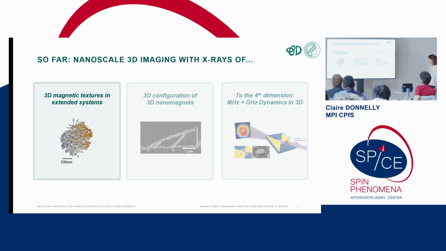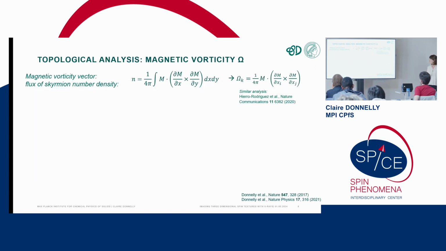So let's start off with magnetic textures in extended systems. As we've already heard a lot today, I'm not sure I need to introduce this again, but topology is key when interpreting the magnetic configurations of our 3D textures. We know this well: this is the skyrmion number, the integral of the density to give the skyrmion number. What we can do is take what's inside the skyrmion number integral and calculate it as a vector. This is known as the magnetic vorticity. With our 3D data from X-ray magnetic tomography, we can directly calculate this property, which directly relates to the topology of our system.